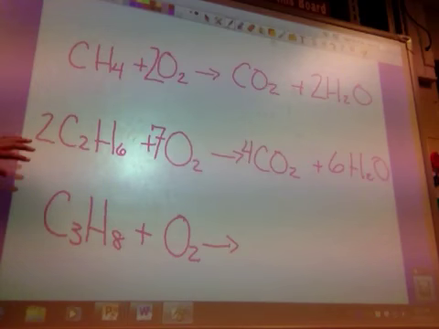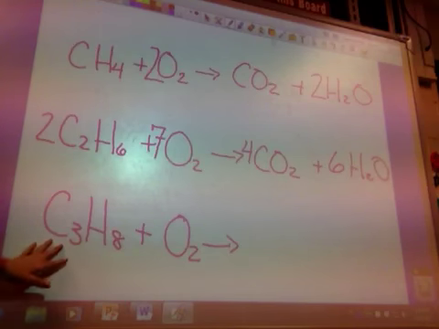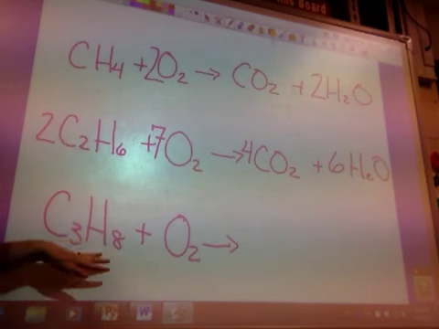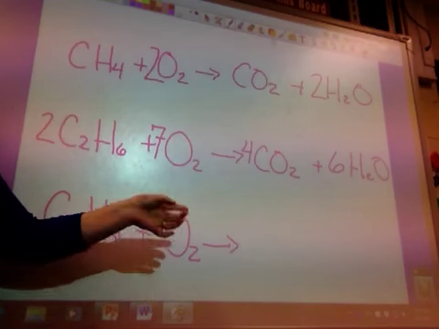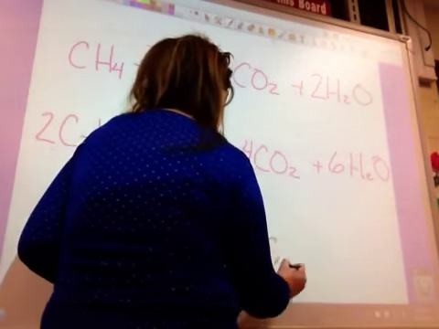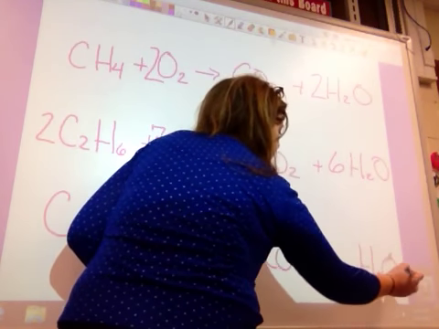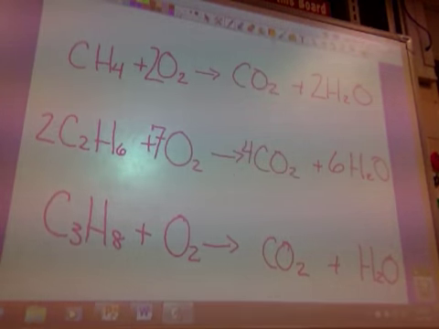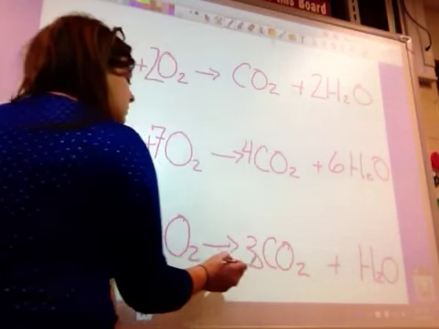That's really it. So let's try this third one. We have C3H8, which is propane. So propane, which is a hydrocarbon, is reacting with oxygen. It's a combustion reaction because I have hydrocarbon and oxygen. So I'm always going to produce what 2 things? CO2 and H2O.